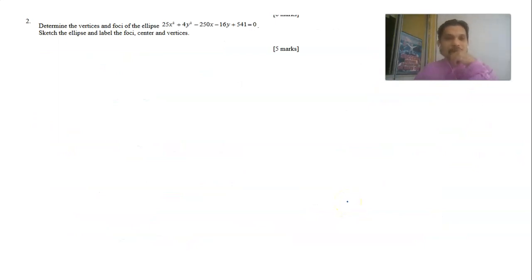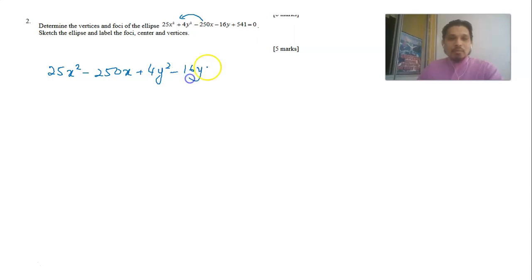Okay, determine the vertices and foci of the ellipse, and sketch the ellipse and label the foci, center, and vertices. So class, 25x squared. Okay, as we copy all this, but then I make some adjustment. I bring this 250x next to the x here. So 25x squared minus 250x plus 4y squared minus 16y plus 541 equal to 0.